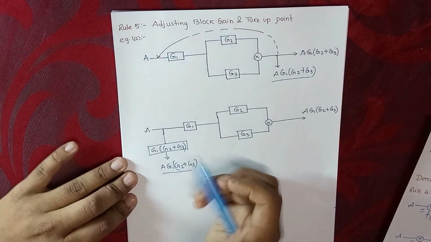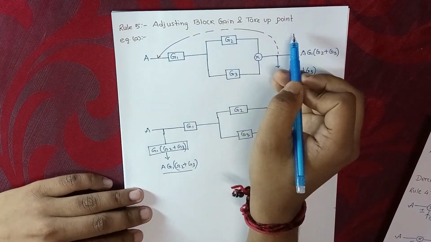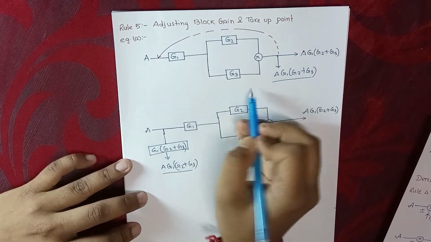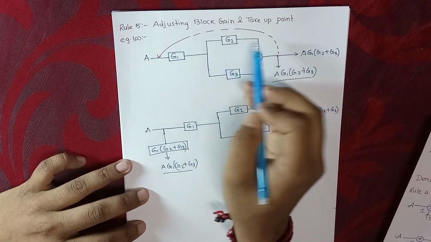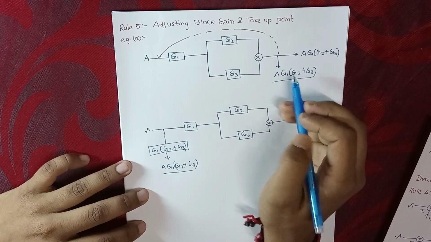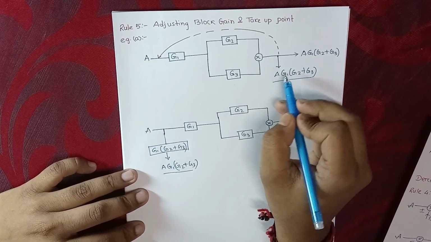Let's move on to another rule: adjusting block gain and take-off points. This is one example. Now, if we want to adjust block gain and take-off points, first of all, we need to find the output. For finding the output, what we need to do?